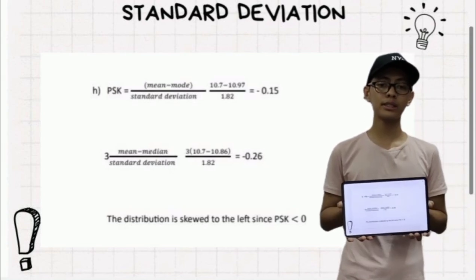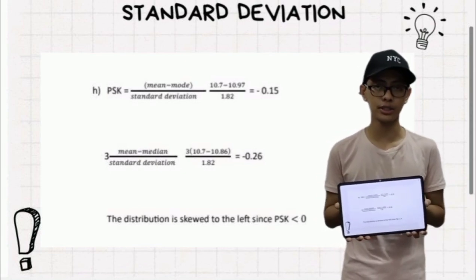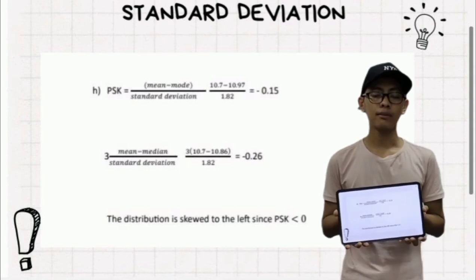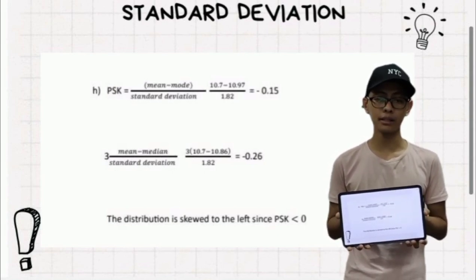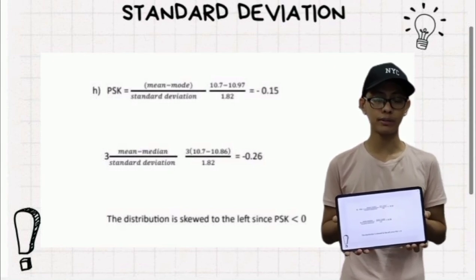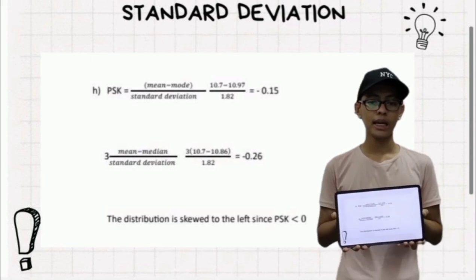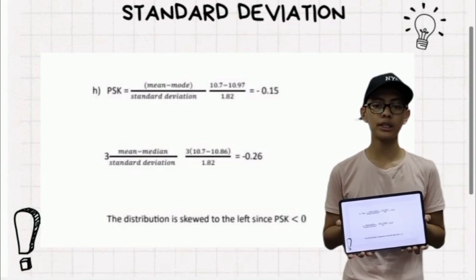For the Pearson measure of skewness, our group used two different formulas to get the answer. The first one is subtraction between mean and mode divided by the standard deviation. With this formula, we get negative 0.15. And for the second formula, we use the subtraction between mean and median divided by the standard deviation. For the second formula, we get negative 0.26. Since the PSK value is less than 0, the distribution is skewed to the left.